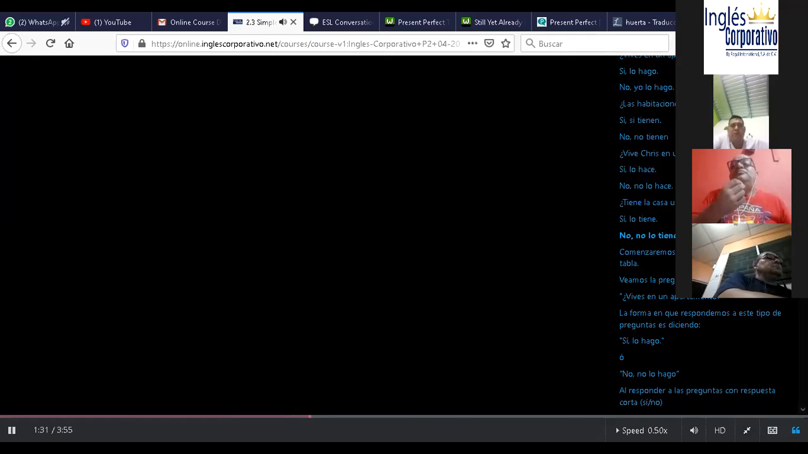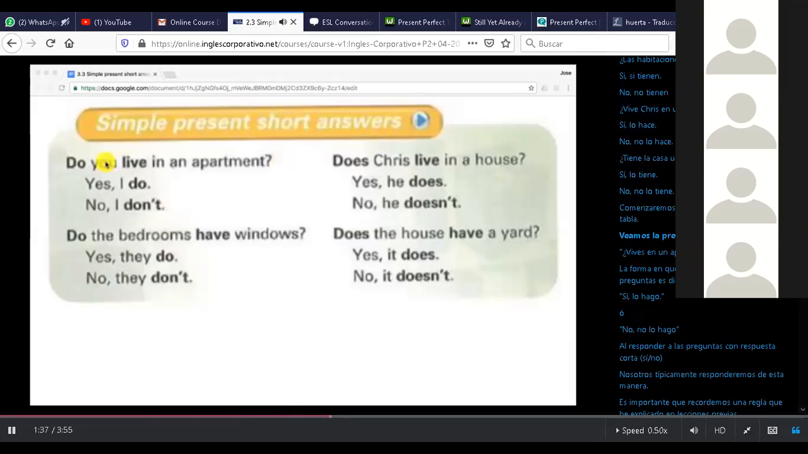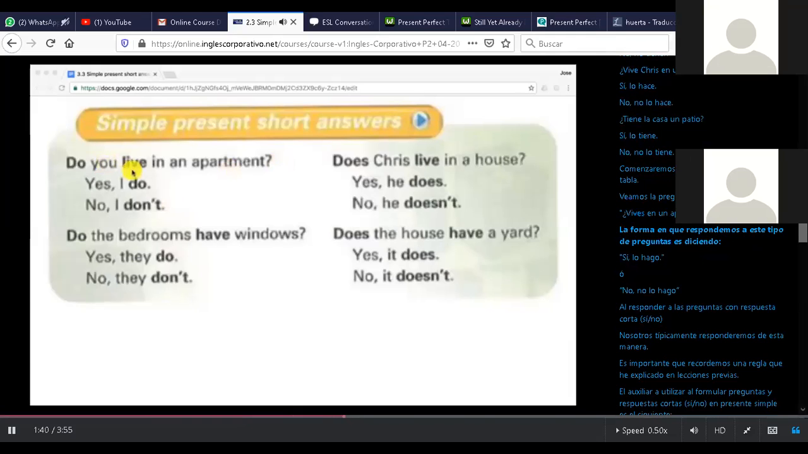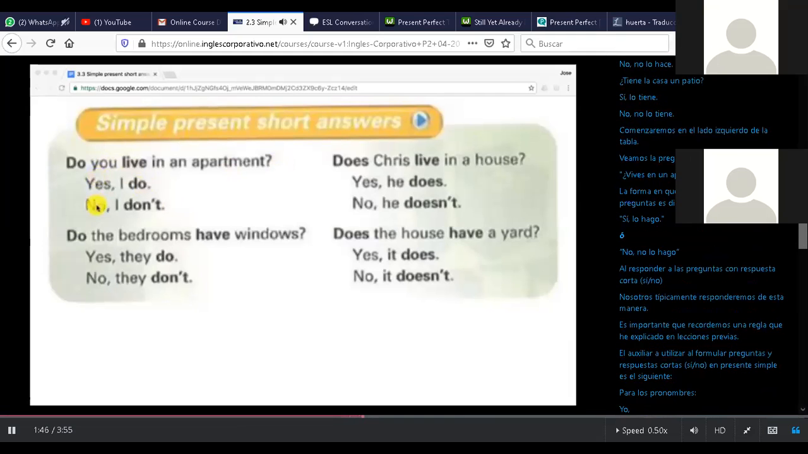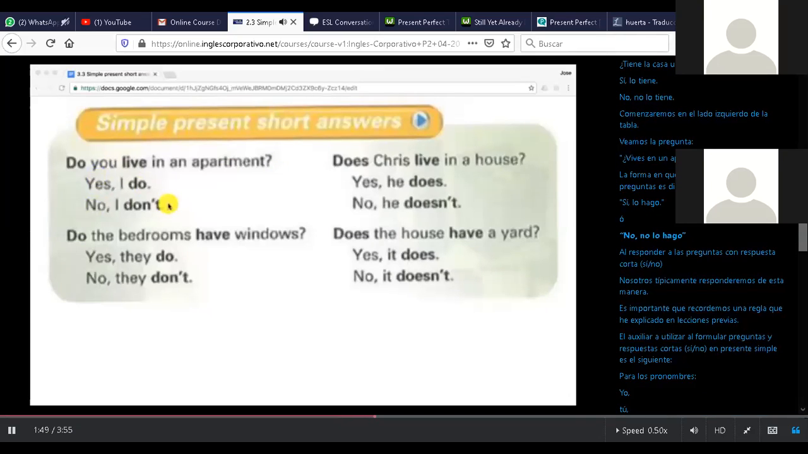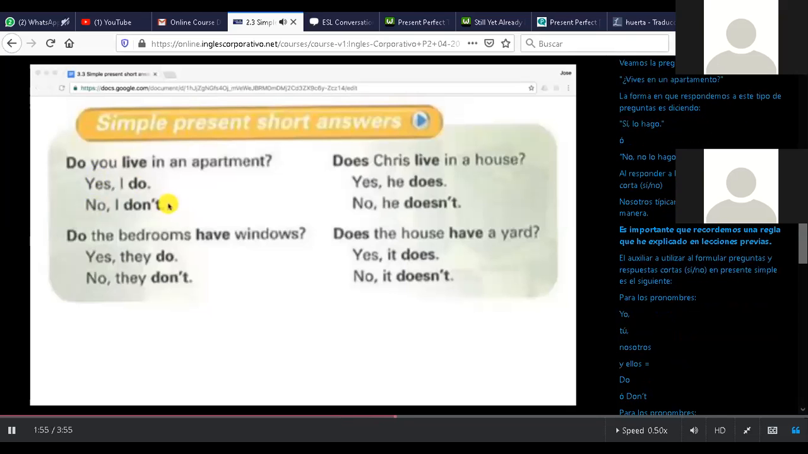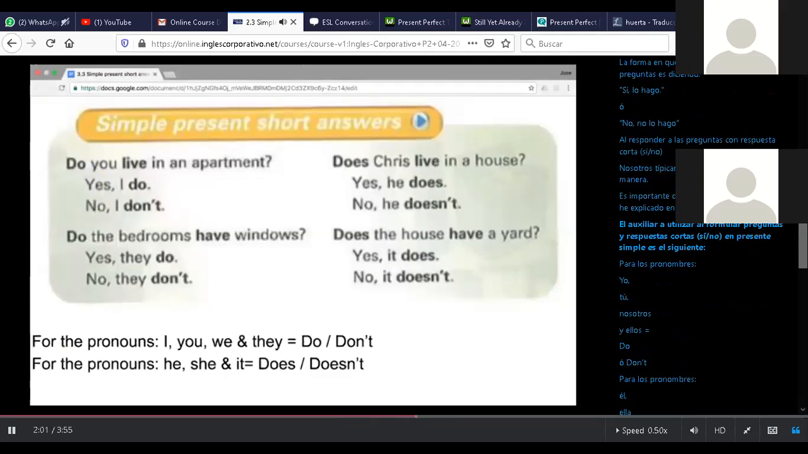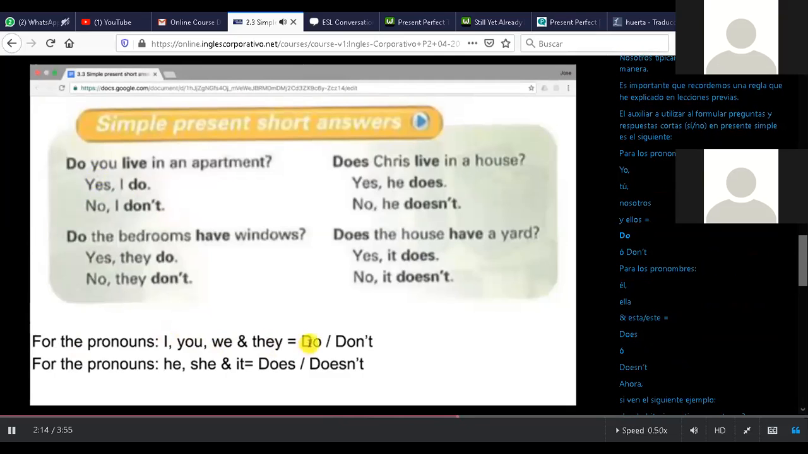We'll start on the left side of this chart. Let's look at the question, do you live in an apartment? The way we answer this type of question is by saying, yes, I do, or no, I don't. When responding to yes or no questions, we will typically answer in this way. It's important that we recall a rule that I explained a few lessons ago. The auxiliary to use when forming questions and short answers in the simple present is the following. For the pronouns I, you, we, and they, do or don't.